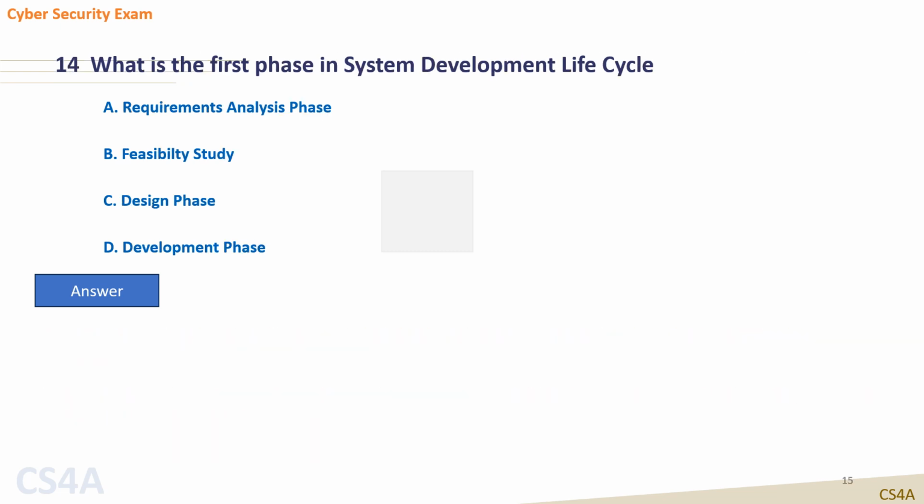So here the question is, what is the first phase in the system development life cycle? The options are requirement analysis, feasibility study, design phase, and development phase. As per ISC2, the feasibility study is the first phase in the SDLC process. Requirement analysis will be done at a later stage. First, we see whether the product development is feasible or not. So B is the correct answer.